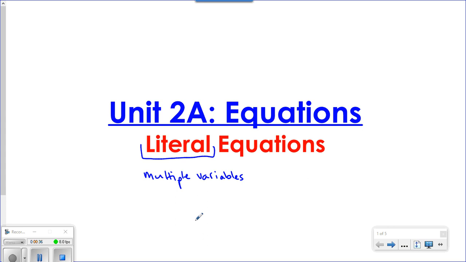So we're still going to add and subtract things from both sides, divide both sides by numbers, multiply both sides, but now, instead of getting down to x equals 2 or a equals -5, we're going to get down to just a variable is equal to another algebraic expression.